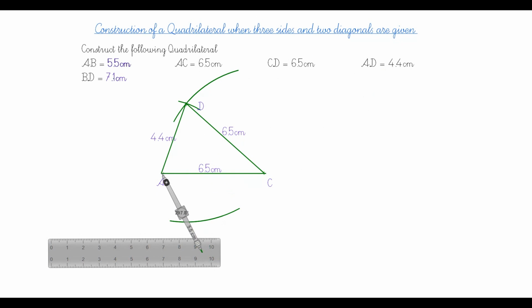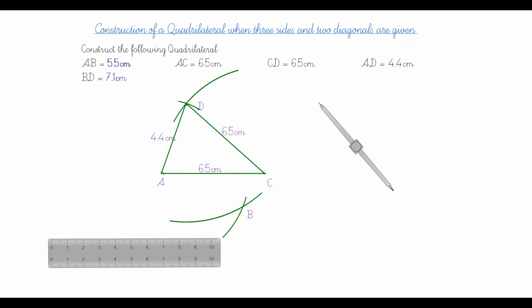From this point A, we will try to draw another arc such that it cuts the previous one. Okay, it didn't cut. And we have to again adjust the position of the previous arc so that they meet at a point. From here it is 7.1. We'll adjust this, we will just extend this arc further. Now see, they have met at a point, and this particular point is for vertex B.